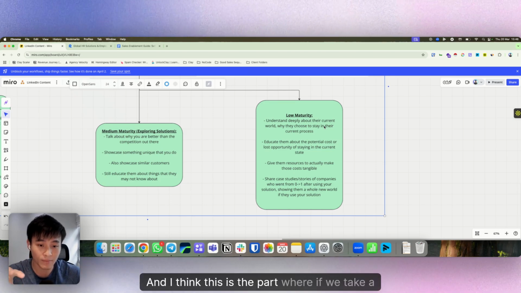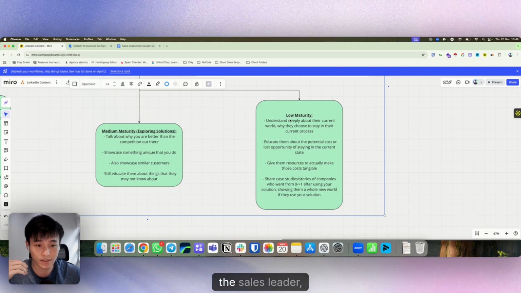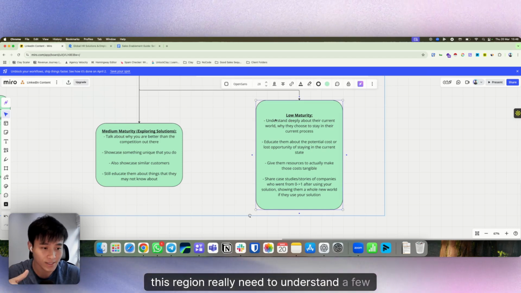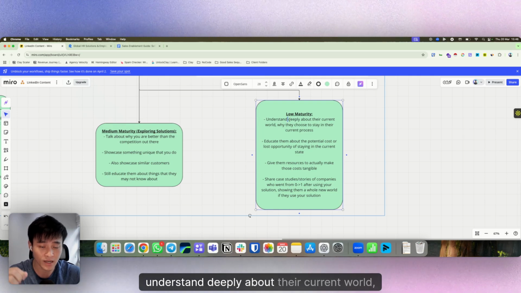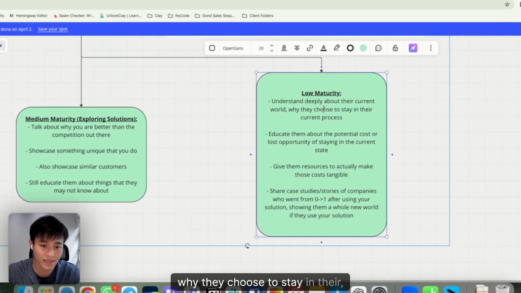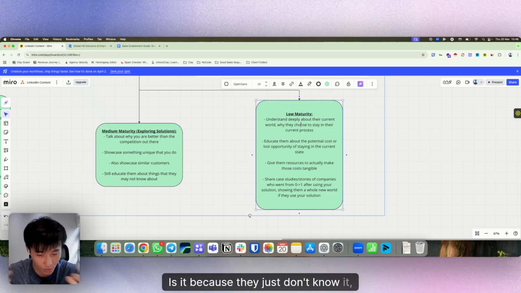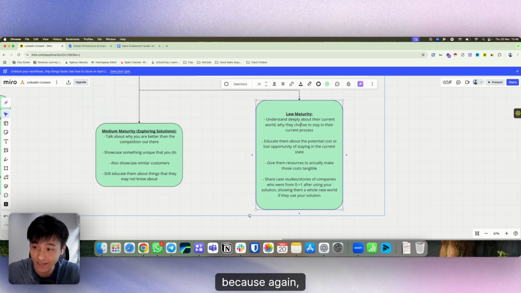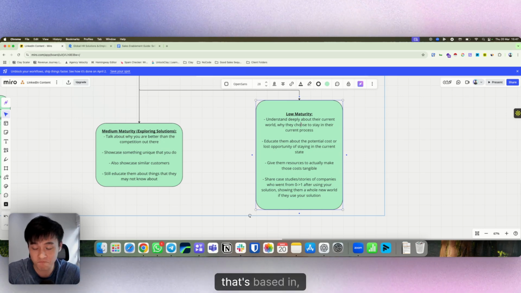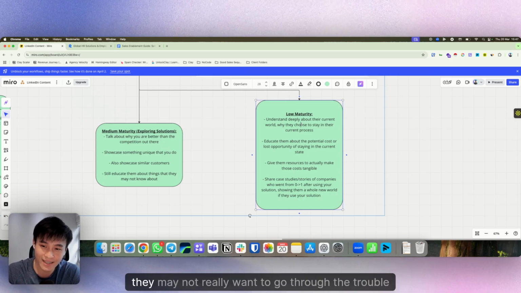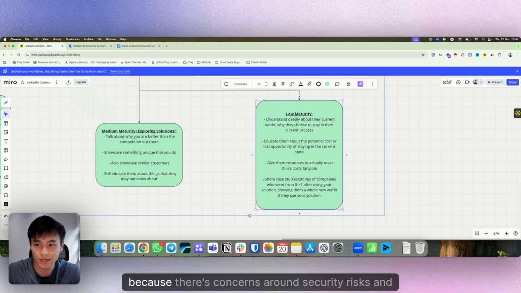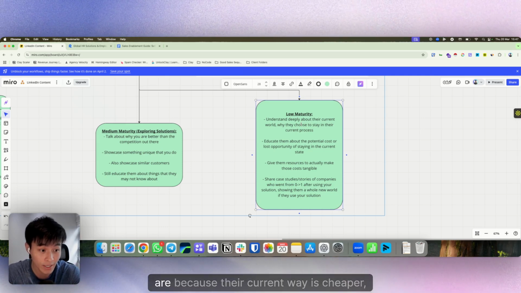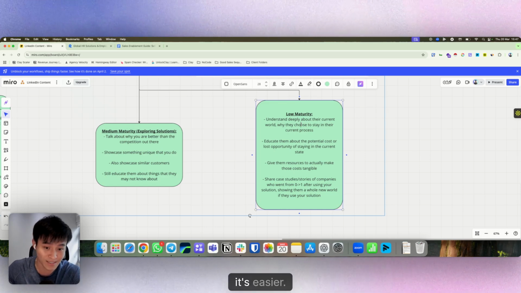And I think this is the part where, if we take a step back, the sales leader, or rather the person who's trying to expand into this region, really needs to understand a few things. Number one, understand deeply their current world, why they choose to stay in their current process. Is it because they just don't know it? Or is it because the current process is just cheaper, better, and easier? Because sometimes if you're selling software to a company based in, let's say, Vietnam or somewhere, they may not want to go through the trouble because there are concerns around security risks, and sometimes it's maybe just better to stay where they are because their current way is cheaper, is easier.